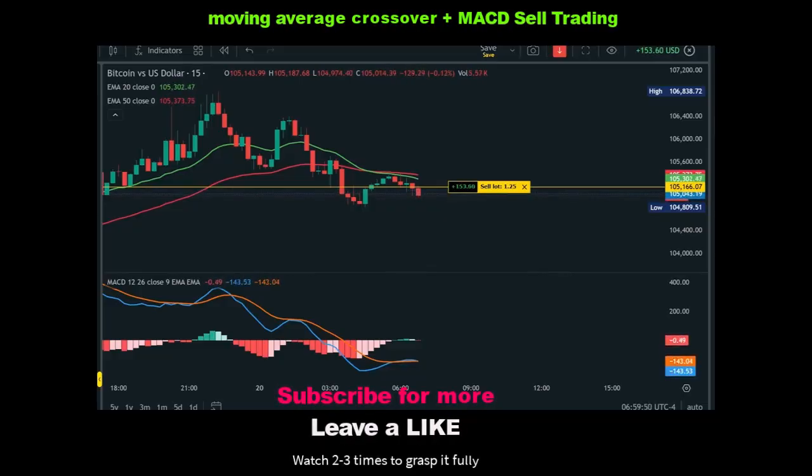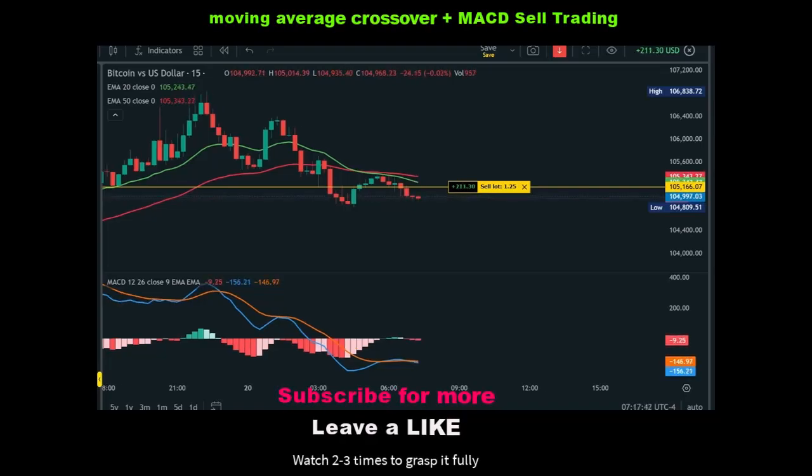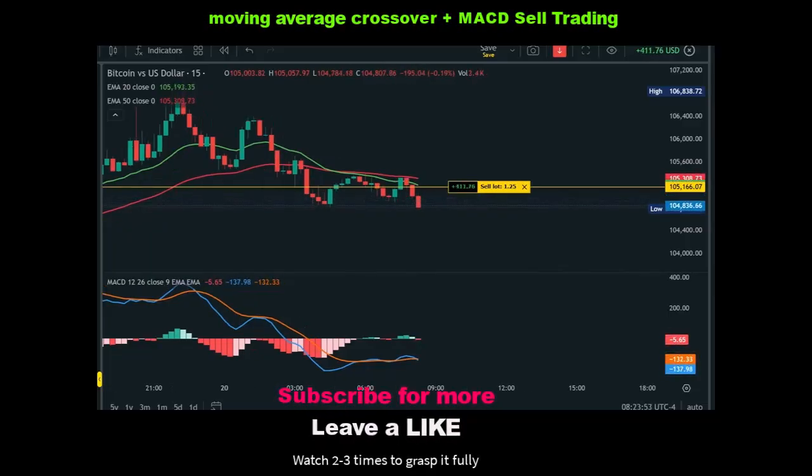For this particular trade, my personal goal is to take a profit of at least $1,000. You should always have a clear idea of how much profit you want to take from the market. It's not just a random entry and exit system.